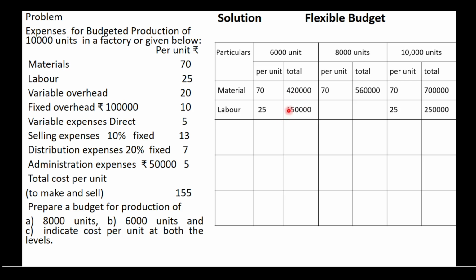1,50,000 rupees. And next for the 8,000, the cost per unit is rupees 25, and the 25 is multiplied with the 8,000 units. So now the total amount is rupees 2 lakh. So this is the labor. And the next one, that is the variable overhead.